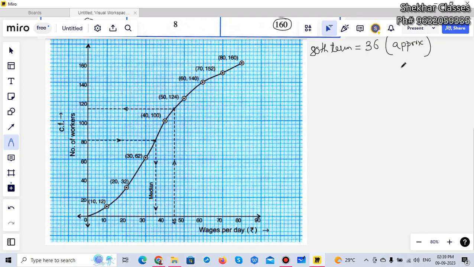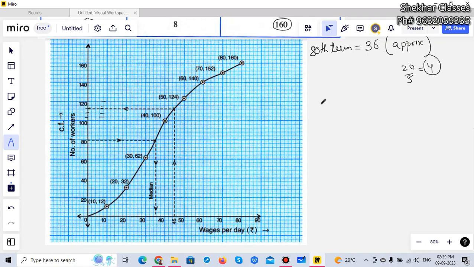20 divided by 5 is how much? 20 divided by 5, because there are 5 parts in it. 1, 2, 3, 4, 5, right? So 20 by 5 is how much? 4. So each part is 4. So this is 104, this is 108, and this is 112.